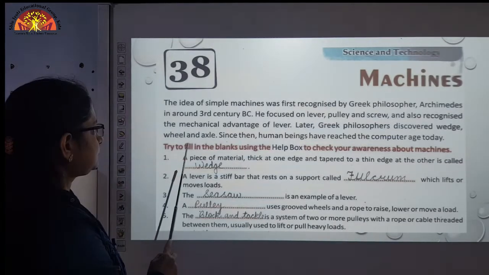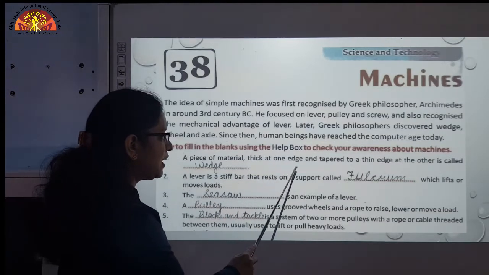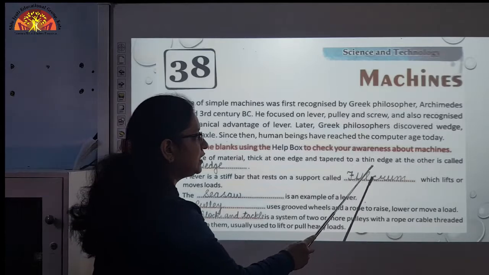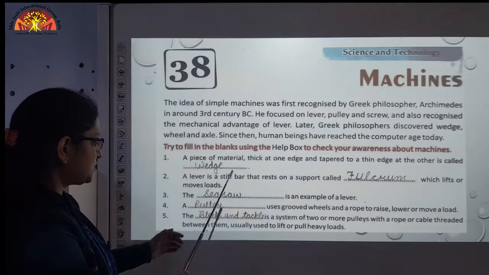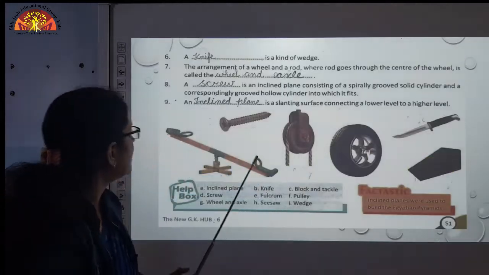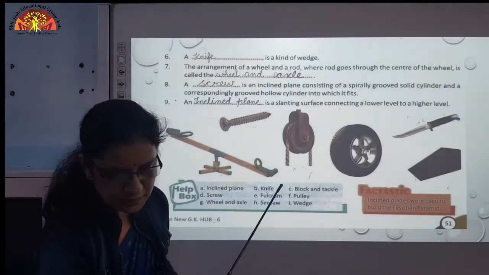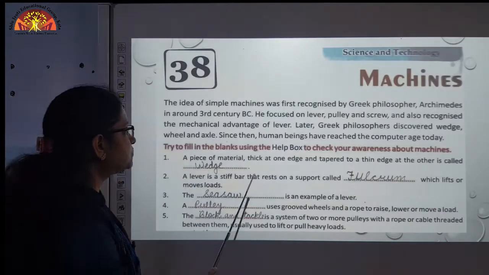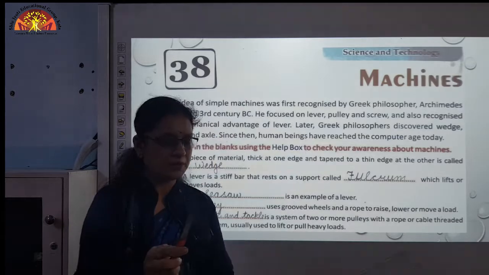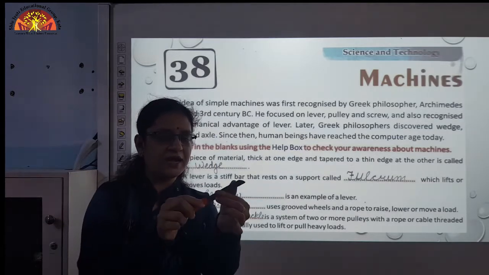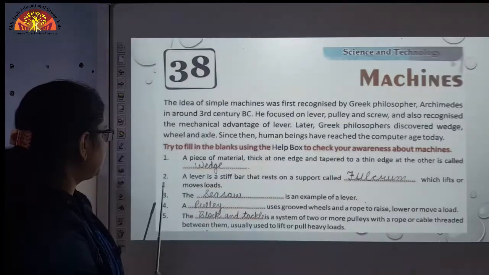Now, a piece of material thick at one edge and tapered to a thin edge at the other is called wedge. Students, knife is also an example of wedge that is given in question number 6. Tapered means reduced thickness towards the end. So, I am going to show you the example of wedge, that is knife, that is reducing its thickness towards the end.